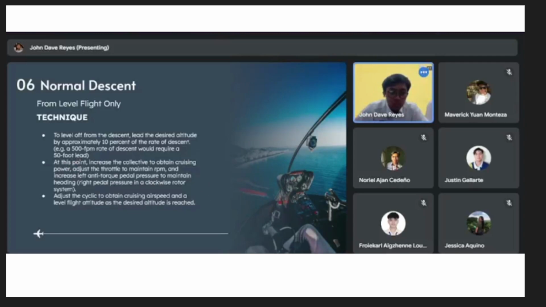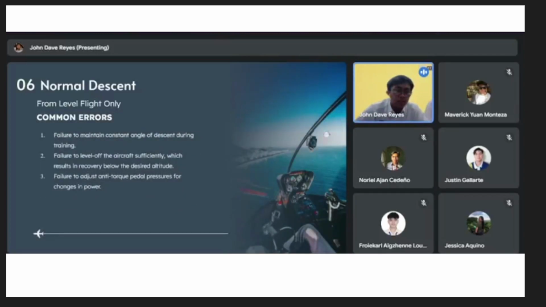So next, at this point, increase the collective to obtain cruising power. Adjust the throttle to maintain RPM and increase left anti-torque pedal pressure to maintain heading. While for the clockwise rotor system, we will use right pedal pressure. We must adjust the cyclic to obtain cruising airspeed and a level flight attitude as the desired attitude is reached. So here are the common errors while in normal descent of a helicopter.